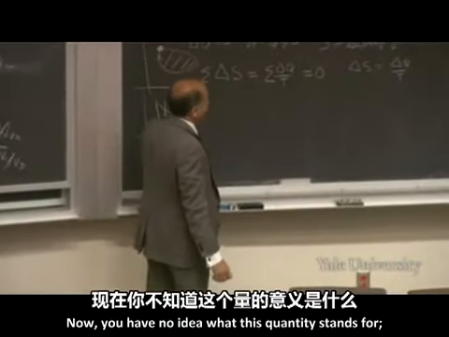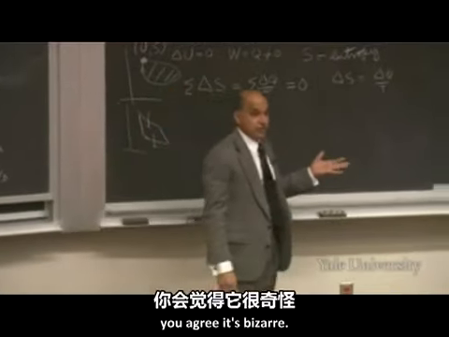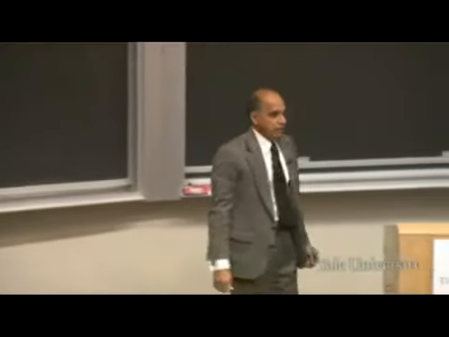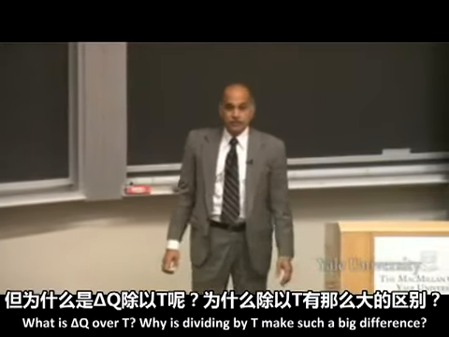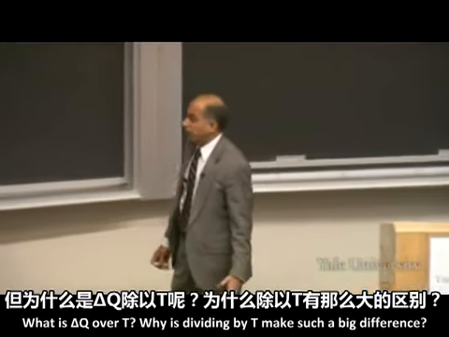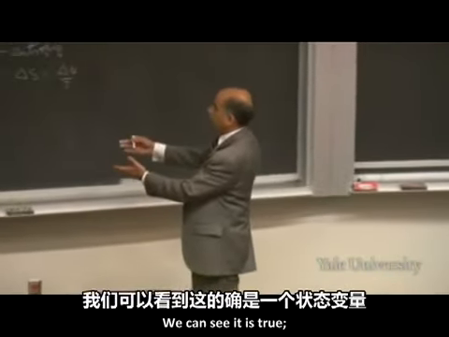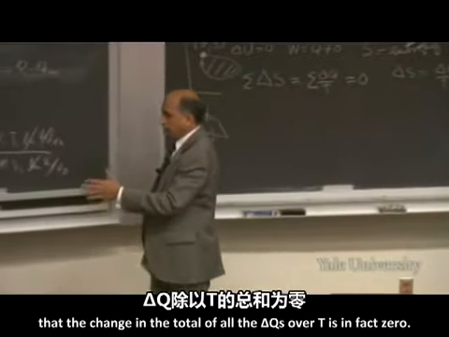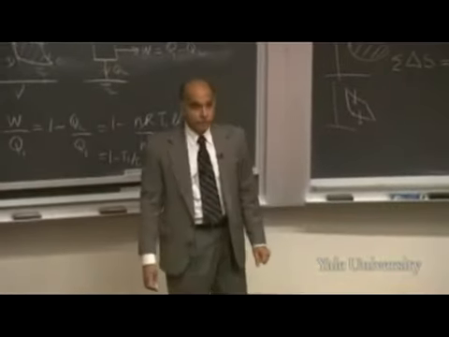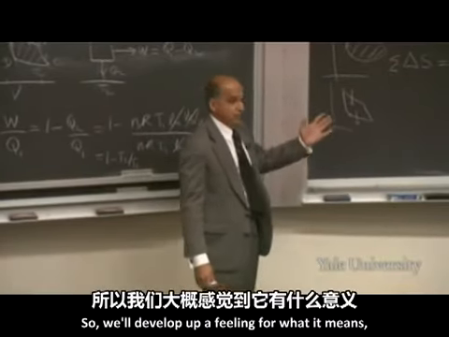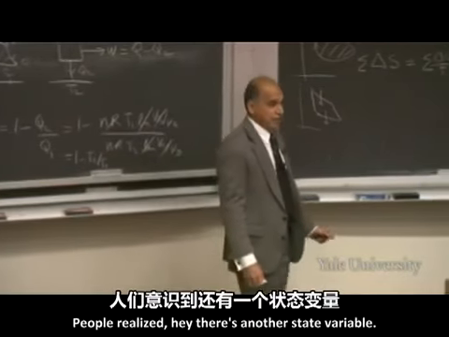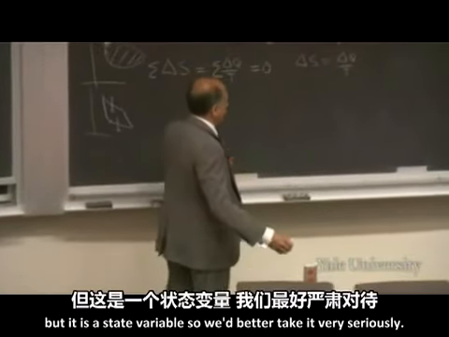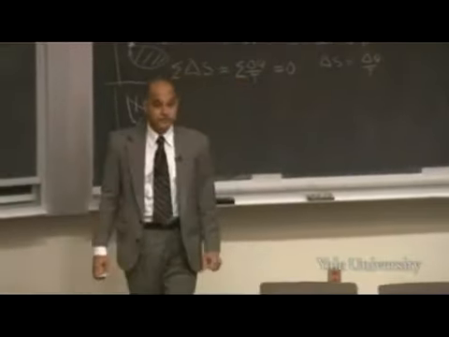Now, you have no idea what this quantity stands for. You agree it's bizarre. Work done, we understand. Heat absorbed and heat rejected, we understand. What is delta Q over T? Why is dividing by T make such a big difference? Why does it produce a new variable? We can see it is true. At least in the Carnot cycle, you can verify in detail that the change in the total of all the delta Q's over T is in fact 0. So we'll develop a feeling for what it means, but historically this is what happened. People realized, hey, that's another state variable. We introduce a new variable. We have no idea what it means, but it is a state variable, so we better take it very seriously.